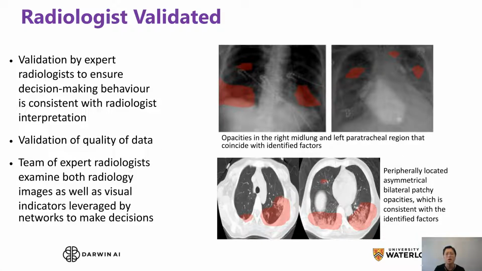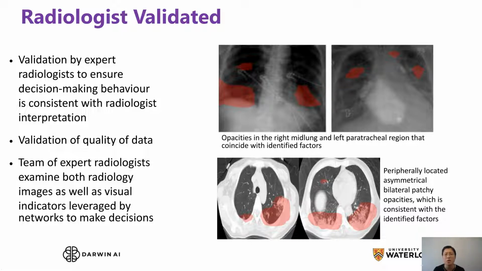So our COVIDNet models have not only been verified at design time through design auditing, they've also been verified from a radiologist perspective, based on our radiology collaborators who are able to use these types of explanations to get a deeper insight into whether or not it's behaving correctly. And so our systems have been validated by expert radiologists to ensure that the decision-making behavior, as surfaced by the explainability, is consistent with radiologist interpretation.